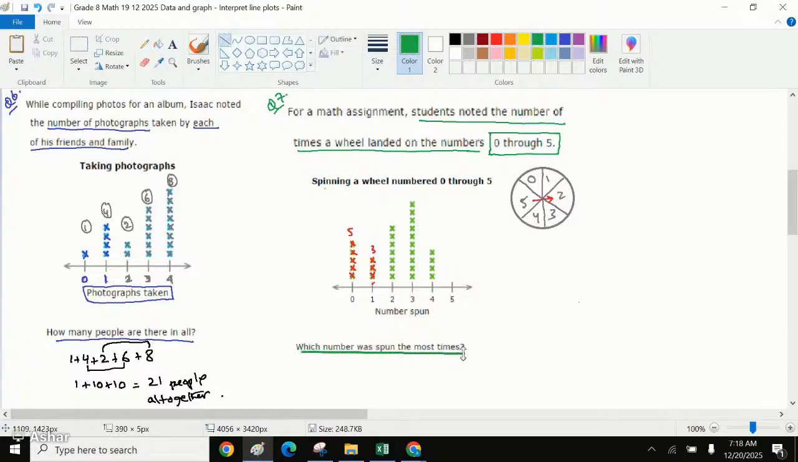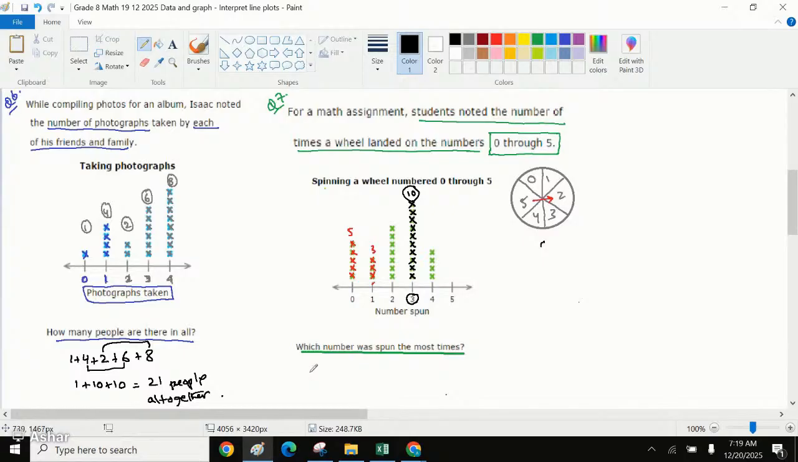Which number was spun the most times? Like you spin the spinner, and what was the maximum number of repetitions? What we can do is see which tower is the highest. We can see that the tower for 3 is the highest. That means 3 came the maximum number of times. We count 1, 2, 3, 4, 5, 6, 7, 8, 9, and 10. That means 3 was spun 10 times.